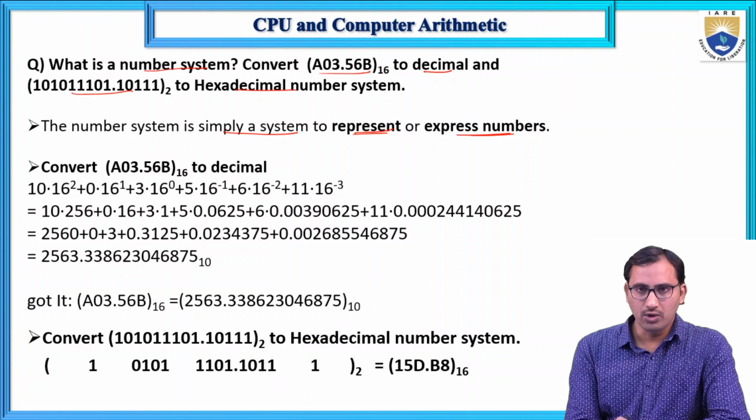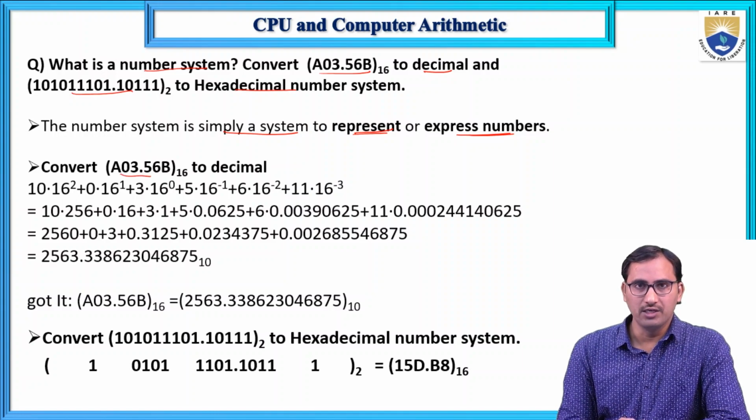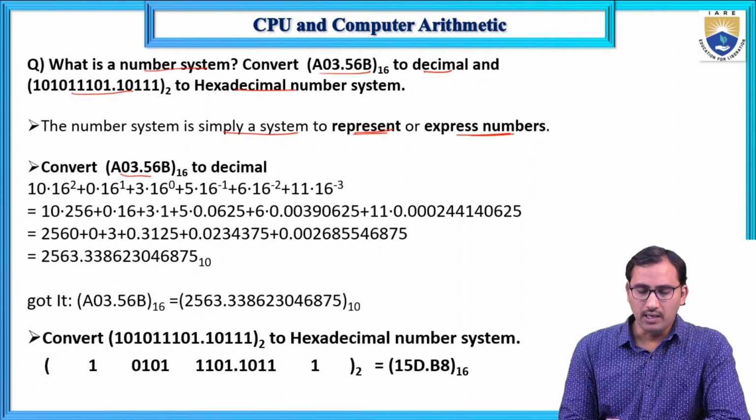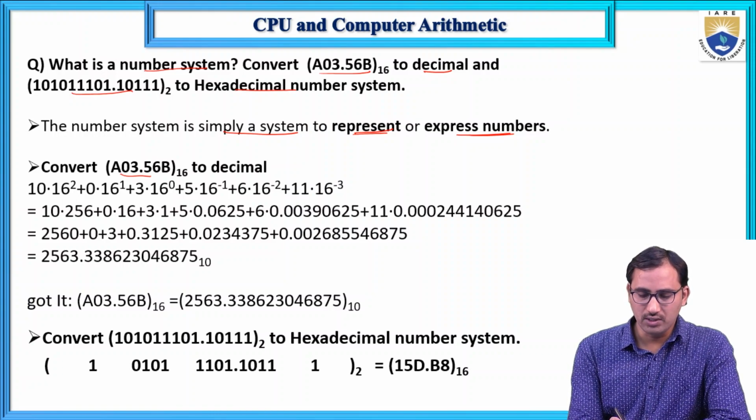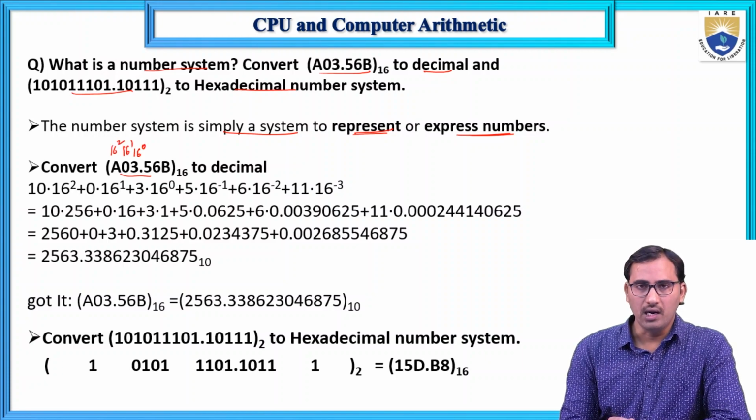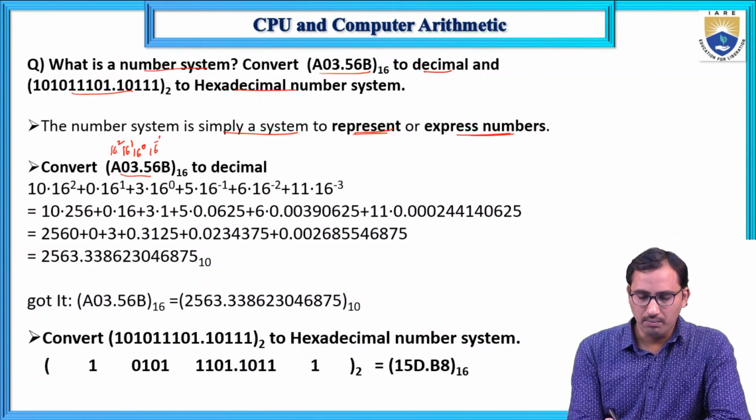Convert A03.56B to decimal. Here the given number is in hexadecimal, so we are going to convert it to decimal. In order to convert to decimal, every digit in the hexadecimal number should be multiplied by a power of 16. Before the decimal point, it starts with 16 power 0, 16 power 1, 16 power 2. Similarly, after the decimal point, it will be 16 power minus 1, 16 power minus 2, 16 power minus 3. So that means A into 16 square, where A means its equivalent value.